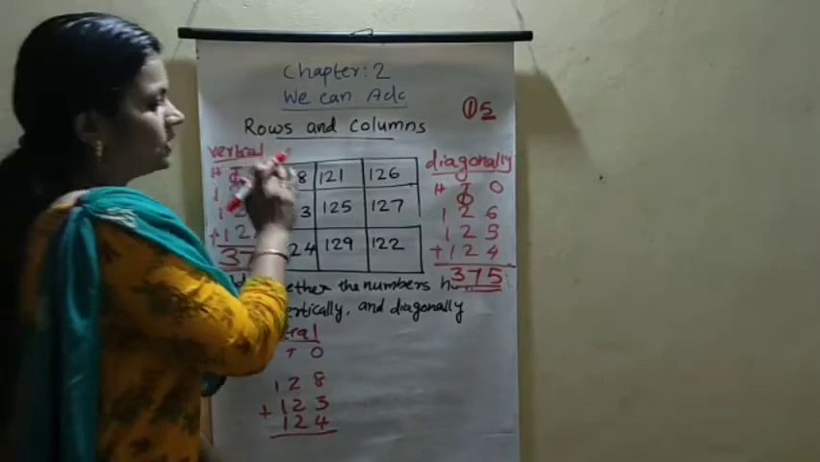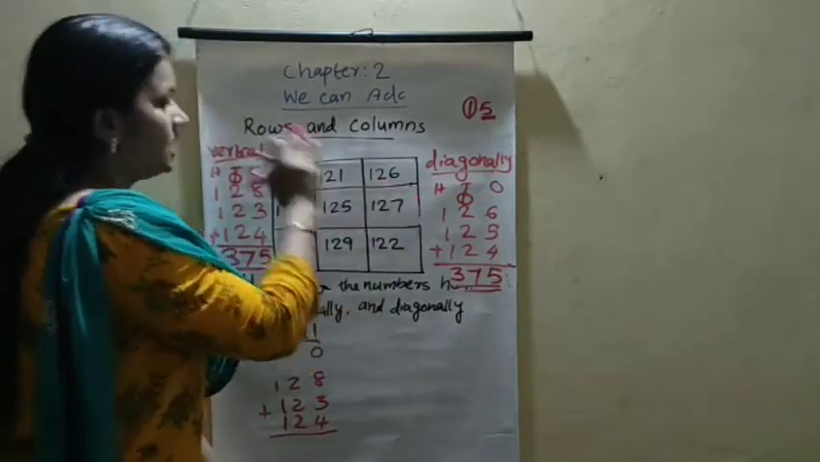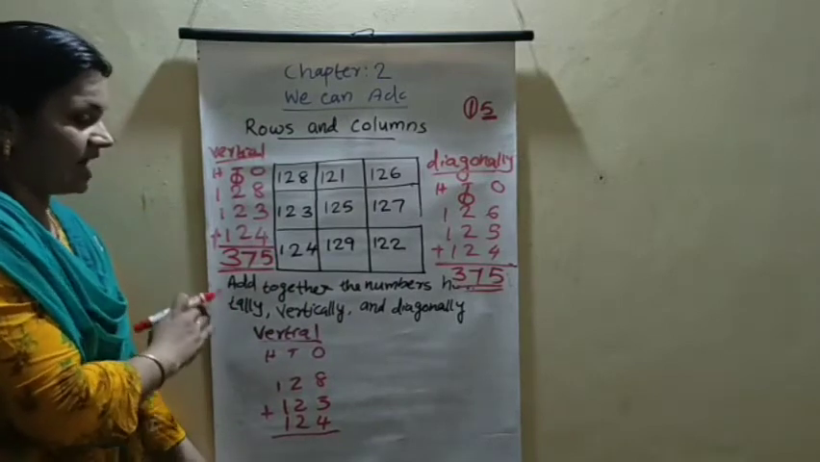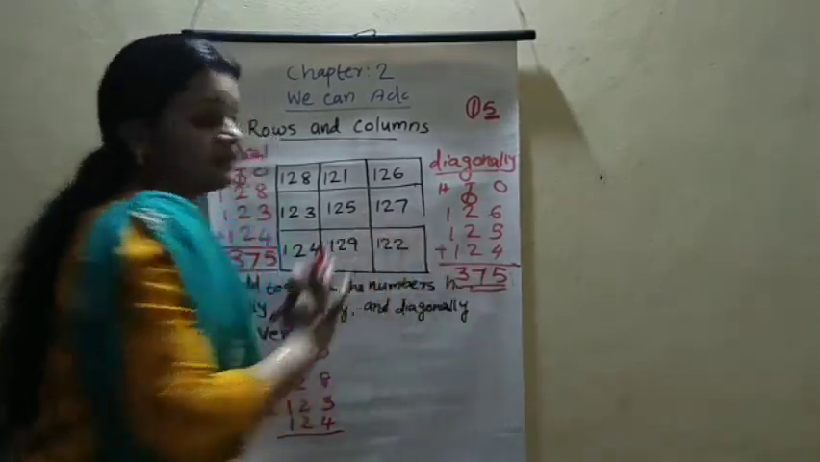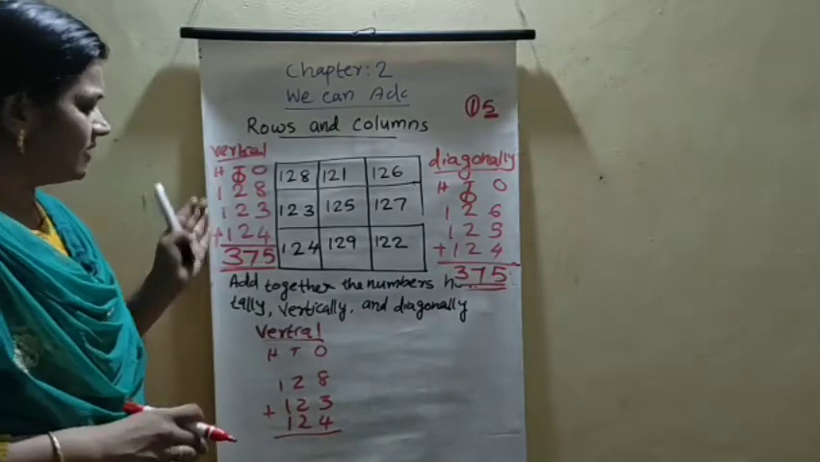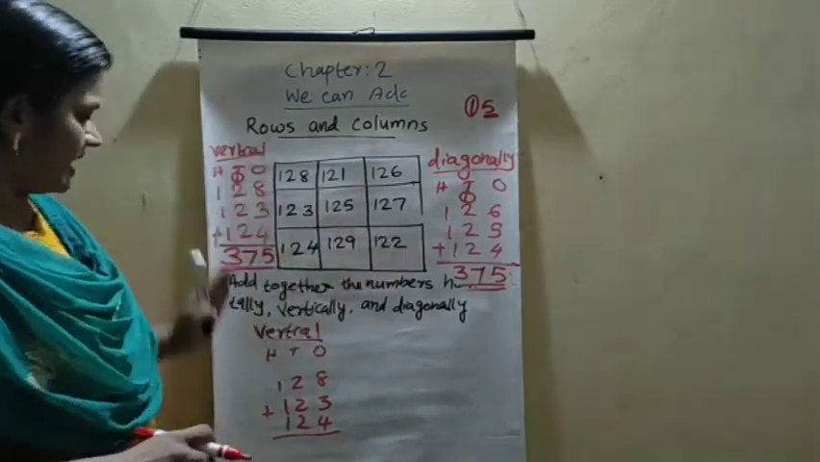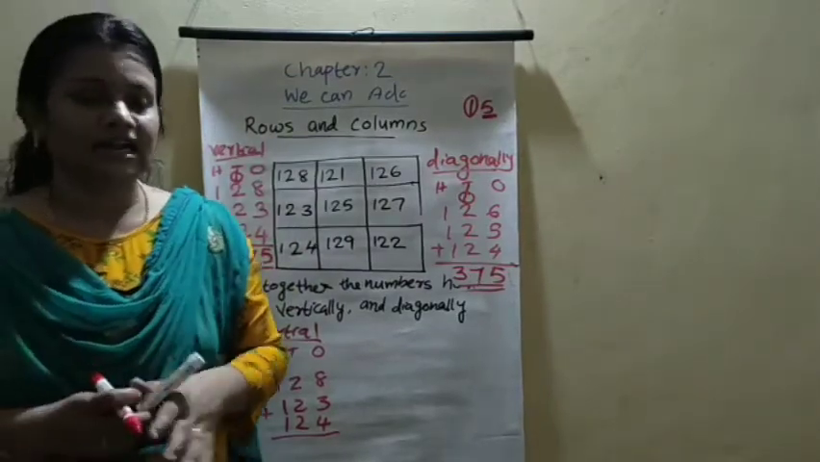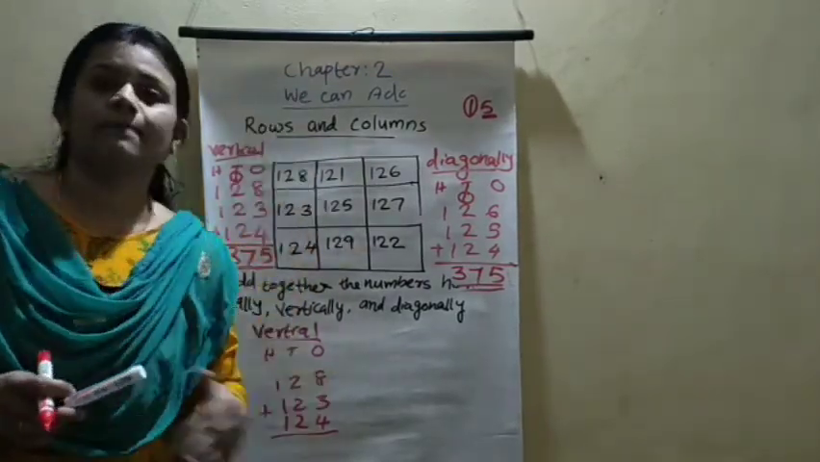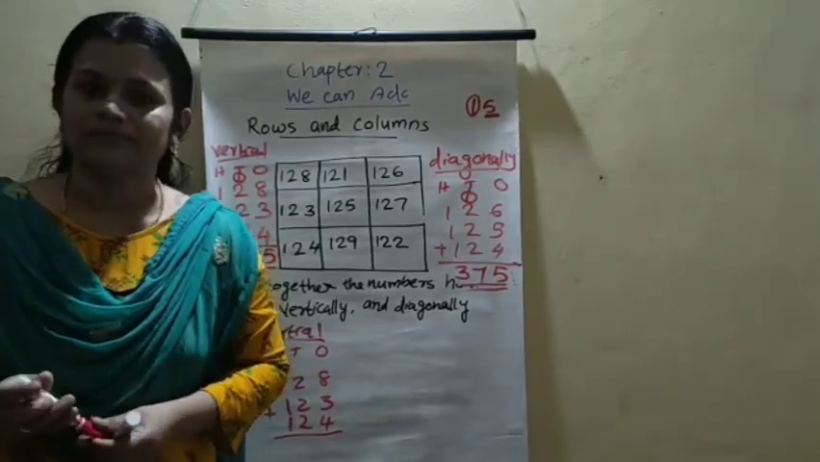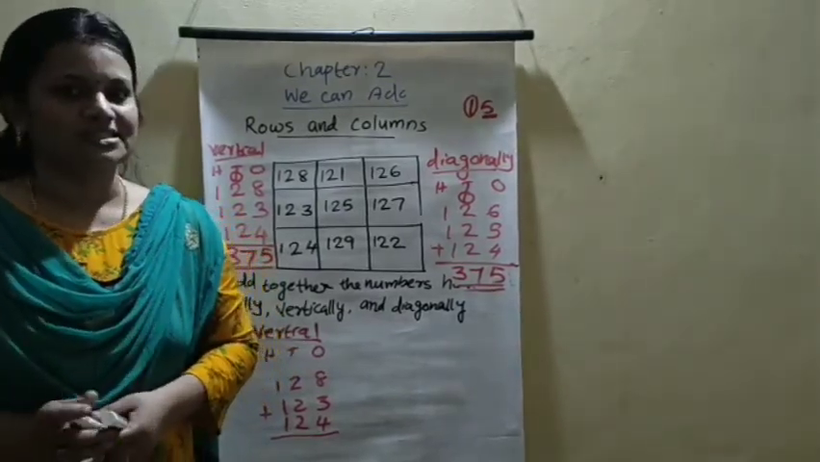Then add together these numbers horizontally, vertically or diagonally. We got the answer 375. Understood all? I have given only one example each of horizontal, vertical and diagonal. You just copy this table in your notebook and do the other columns and rows.